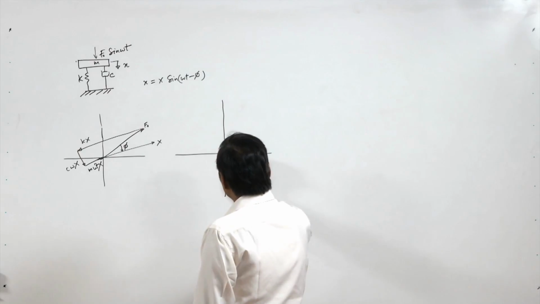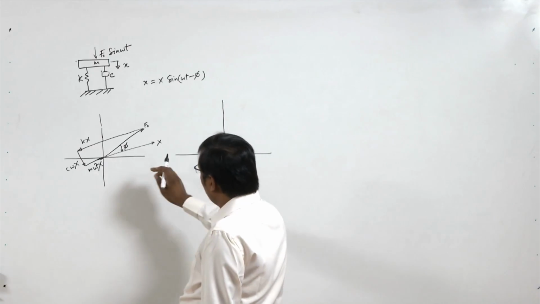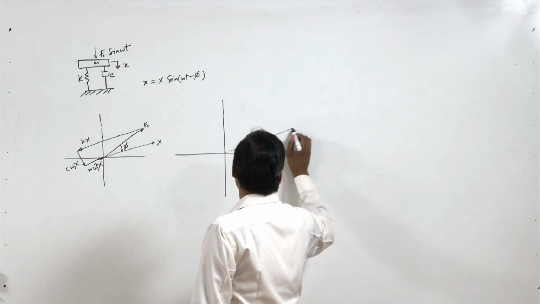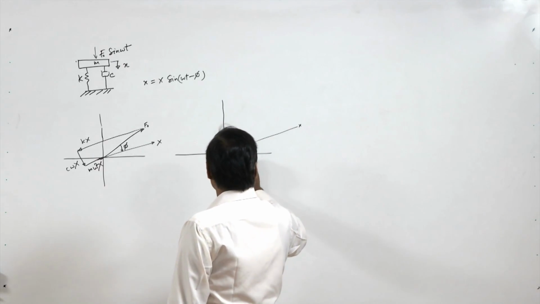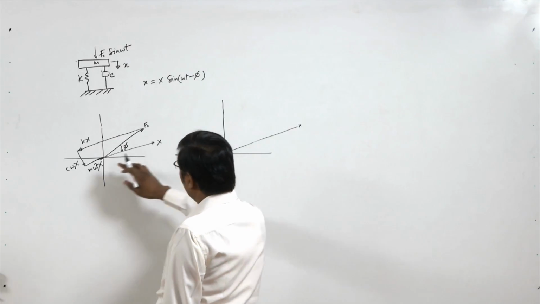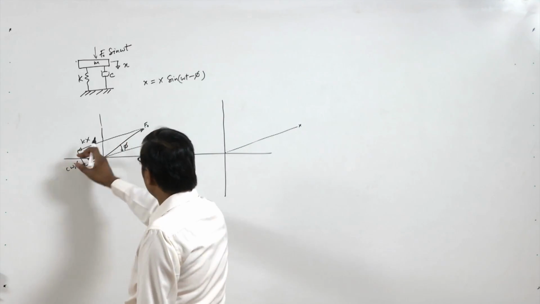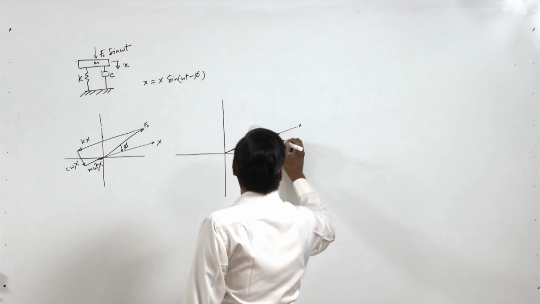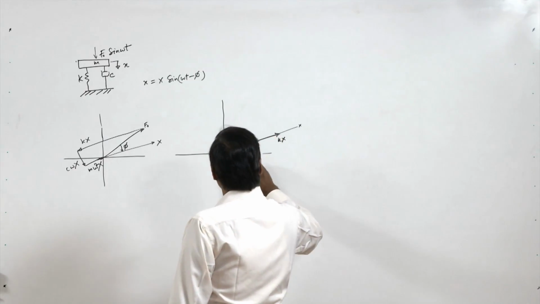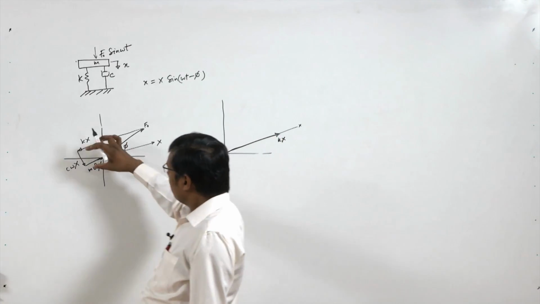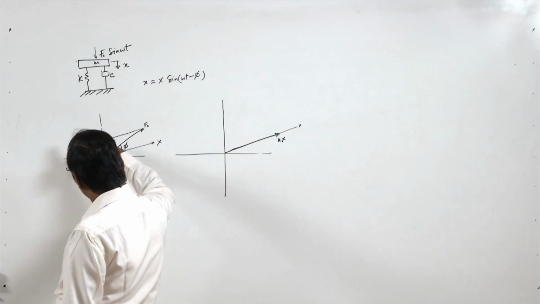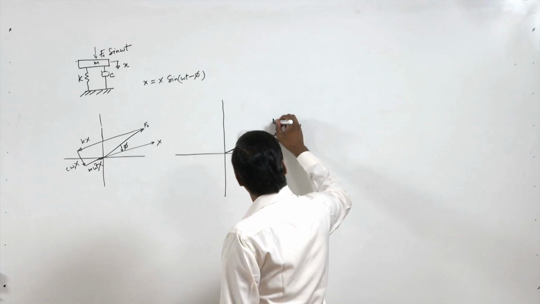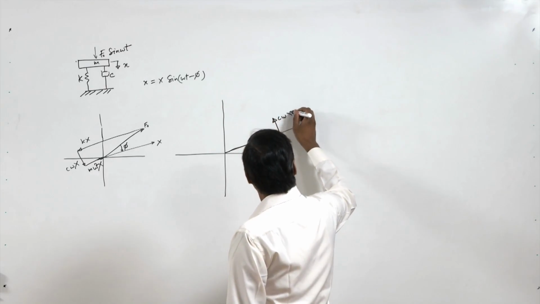So the spring force is kx. Suppose this is the x direction. Now the spring force kx acts in the opposite direction, so this is kx here, and then the damper force c omega X, but in the opposite direction. So this is the damper force c omega X.